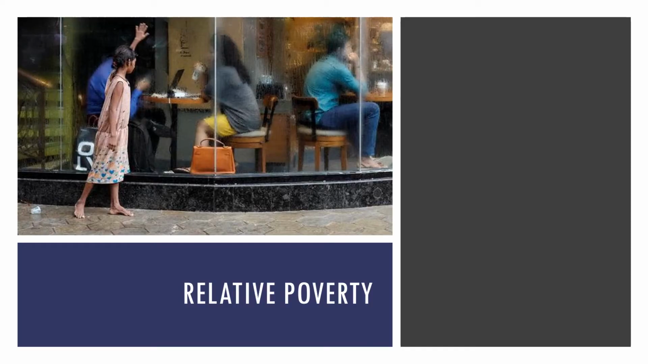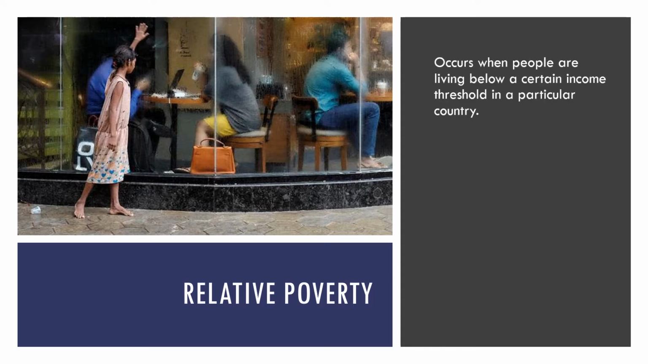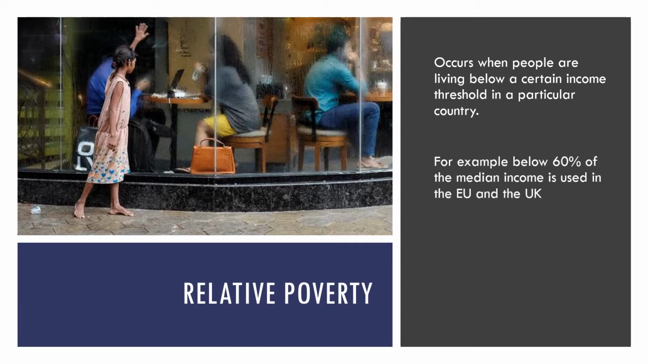Now let's move on to this concept of relative poverty. Relative poverty is when people are living below a certain income threshold in a particular country. So we say you're poor relative to the country that you live in. So for example, in the EU and the UK, relative poverty is said to apply to those people who live on below 60% of the average income. And here we're using the median average, i.e. the income, the middle income of the population.